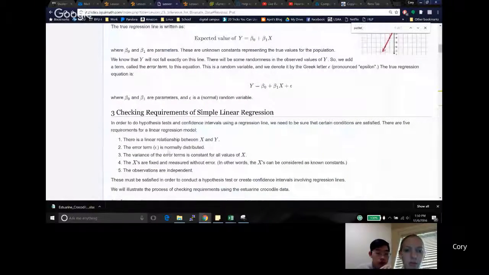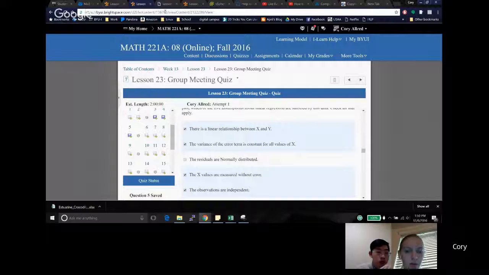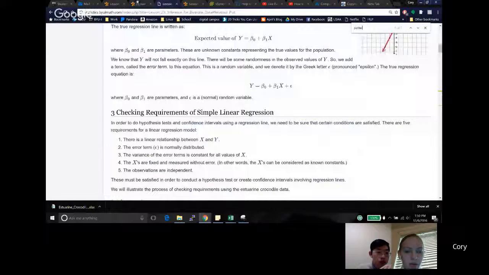So is that number 8, all of them except the middle one? The residuals are normally distributed. X values are measured without error. Observations are independent. Measure relationship. The QQ plot looks pretty linear, pretty normal.